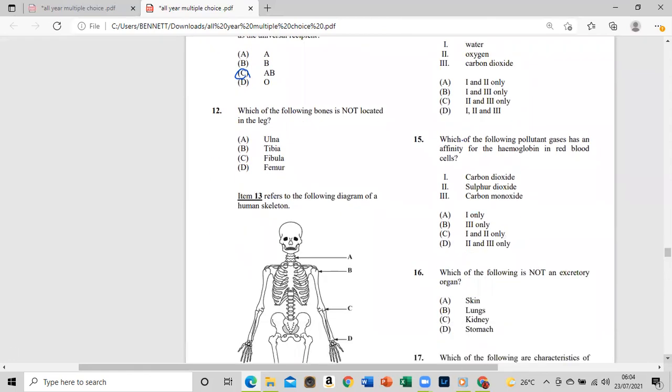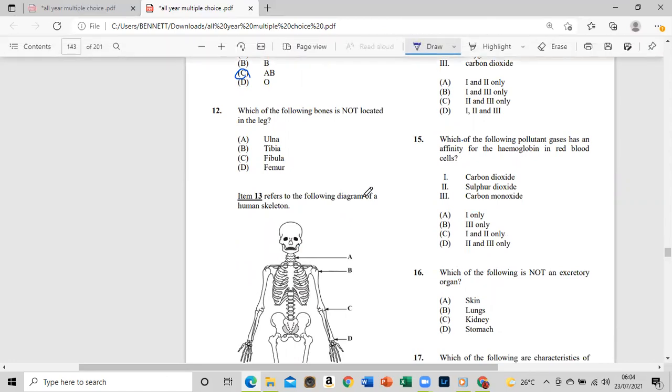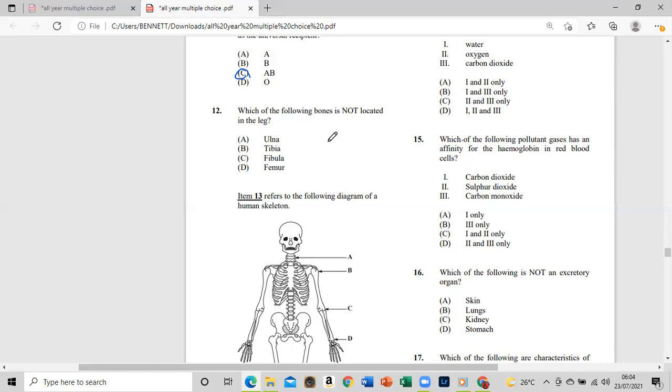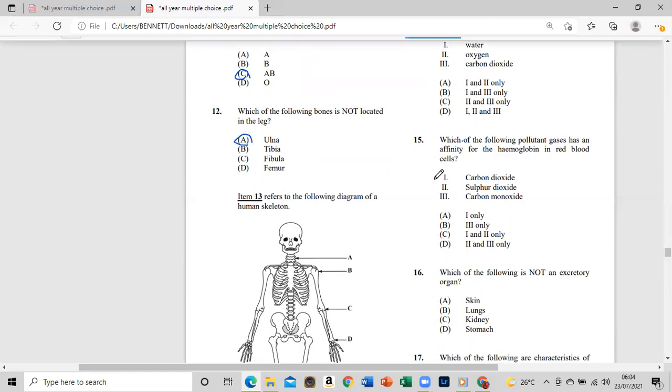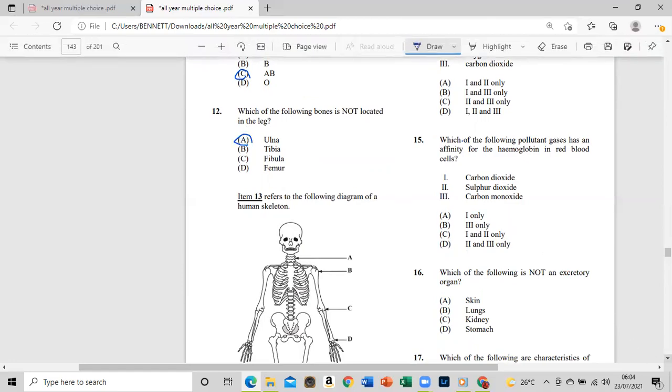All right. Which of the following bones is not located in the leg? Is it the ulna, the tibia, the fibula, or the femur? And that is the ulna. Let's move on.